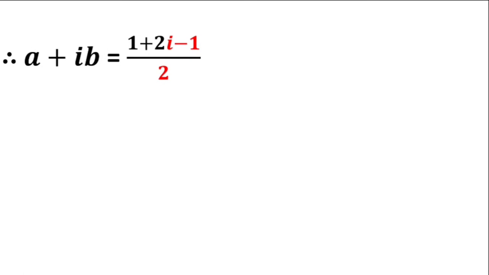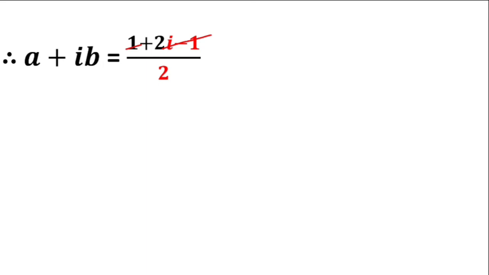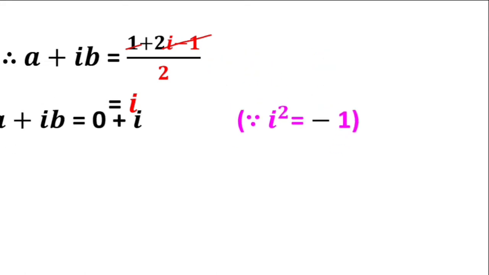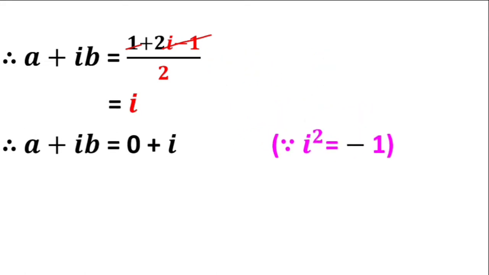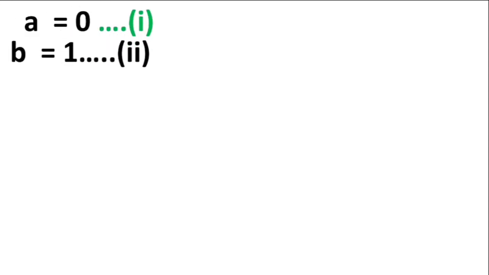Therefore, 1 plus 2i minus 1 upon 2. Here minus 1 and plus 1 get cancelled. So 2i upon 2 becomes i. So a plus i b is equal to i. This i you have to write in proper form, that is a plus i b is equal to 0 plus i. So by equating real parts and imaginary parts, meaning you apply the equality of two complex numbers, you will get a is equal to 0 and b is equal to 1.